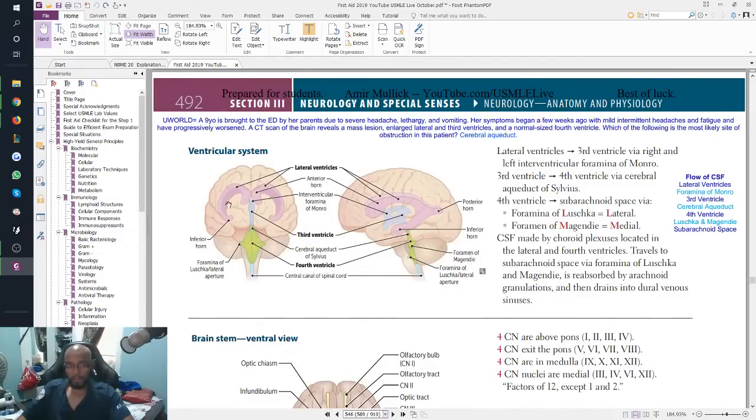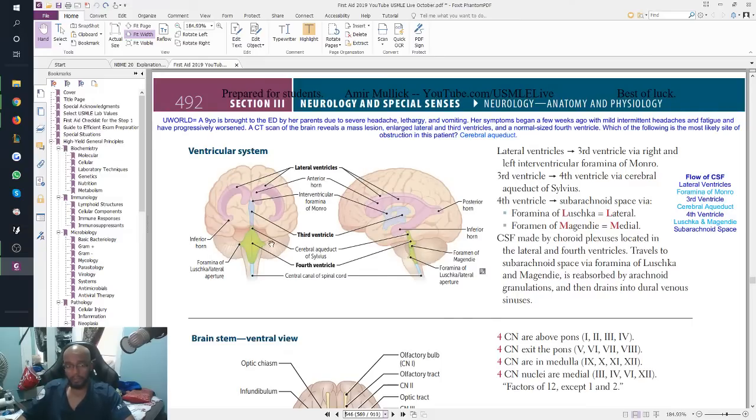So these are the lateral ventricles, right? You have your right one, you have the left one here, right? In the middle, you have your interventricular foramina of Monroe. There's two. There's one for the left and one for the right. All right, so you have your lateral ventricles, you have your foramina, two of them, foramina of Monroe.